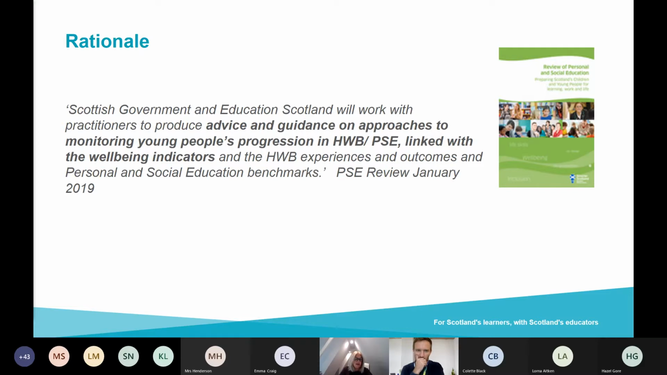Whilst monitoring literacy and numeracy is generally recognised as being essential in improving standards, it's also important to track health and wellbeing. And this was identified in the Personal and Social Education Review of 2018 and was included as one of the recommendations to take forward.